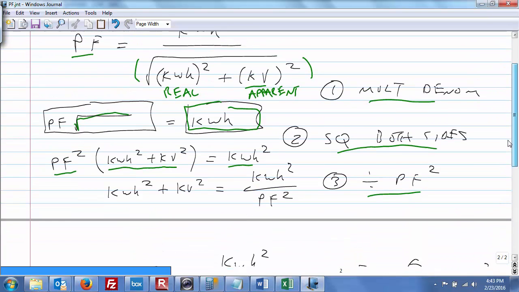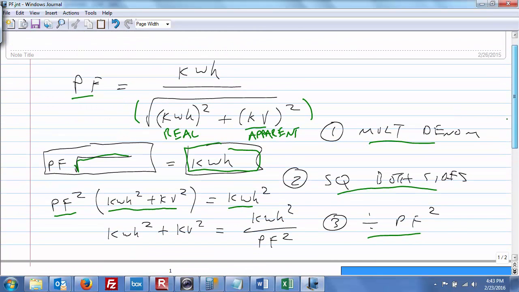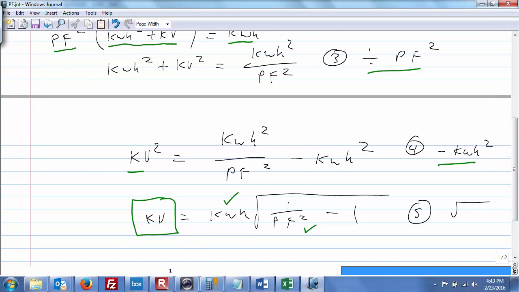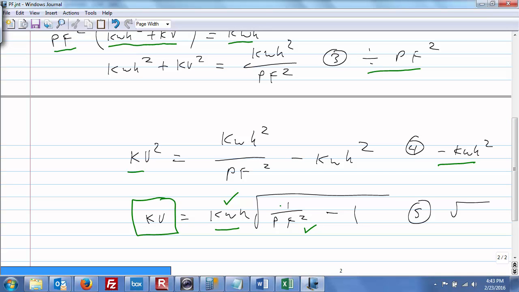I know that comes up in week 5. So taking this initially kind of nasty equation and simplifying it out to the point where apparent power equals real power times the square root of 1 over power factor squared minus 1. And I know that comes up here in week 5.